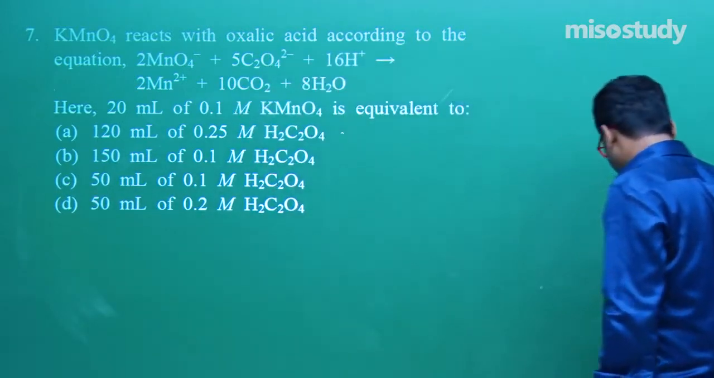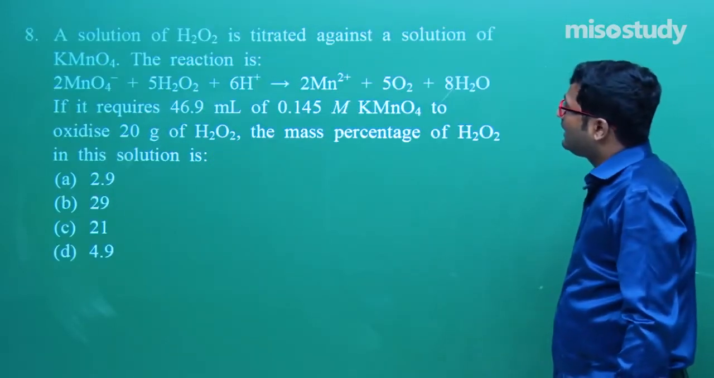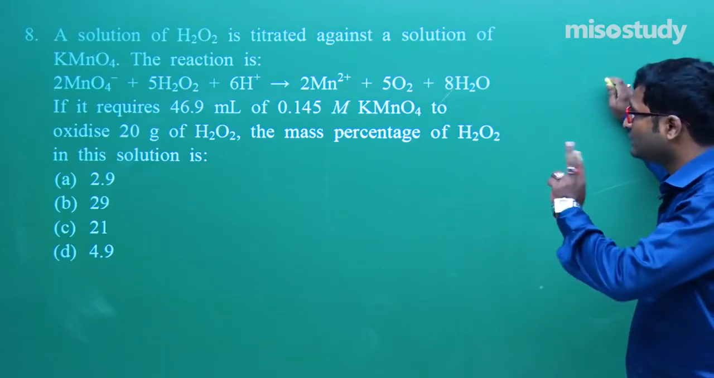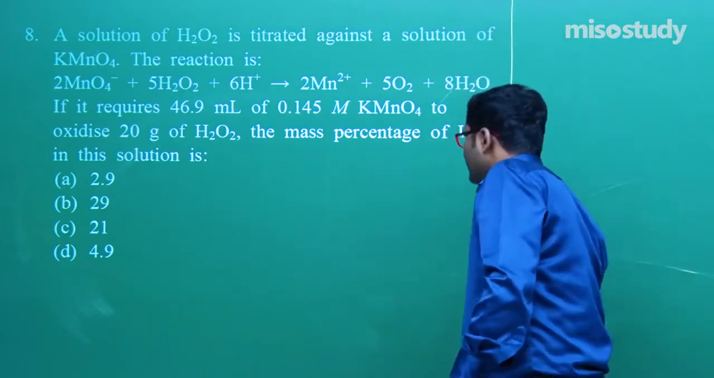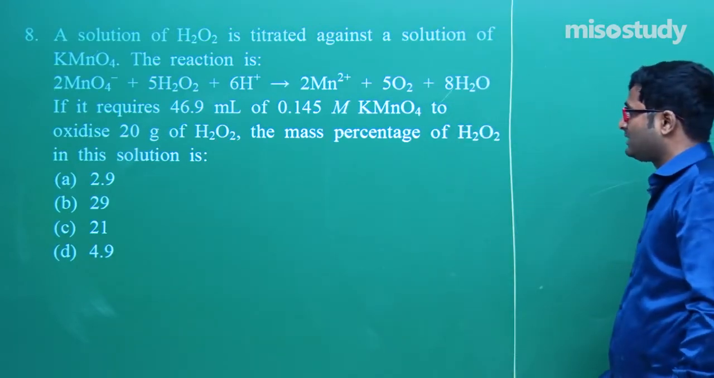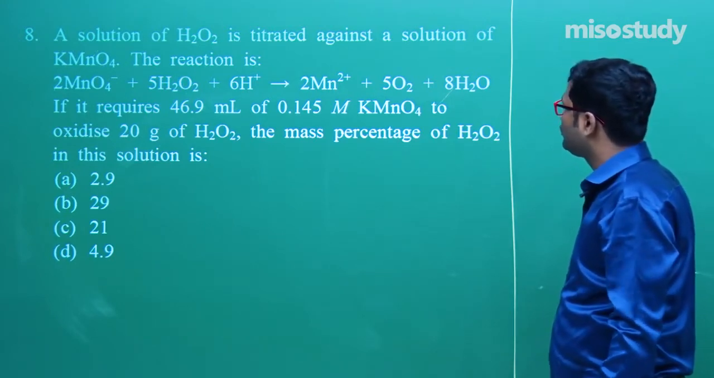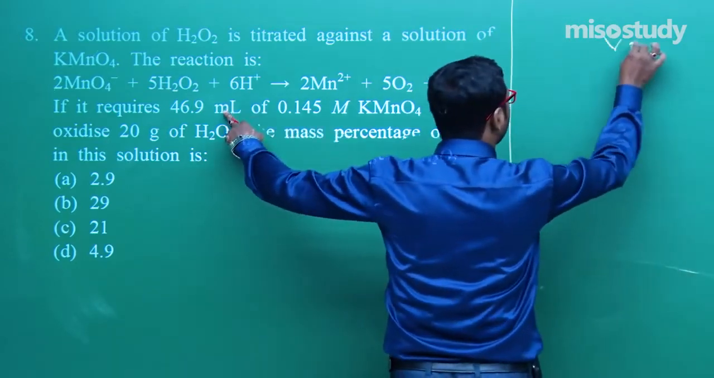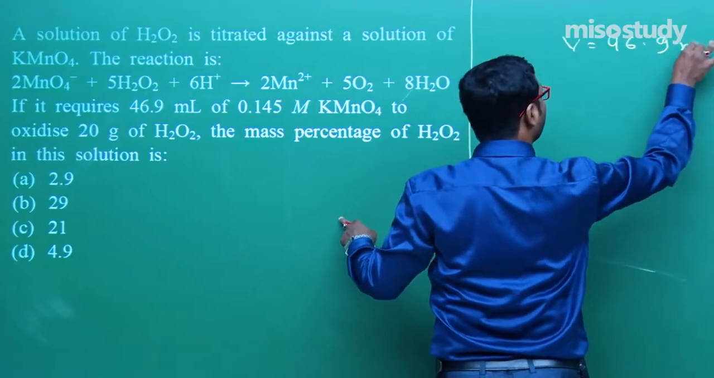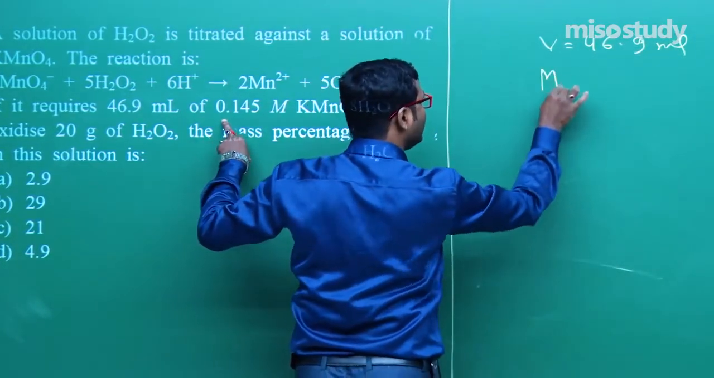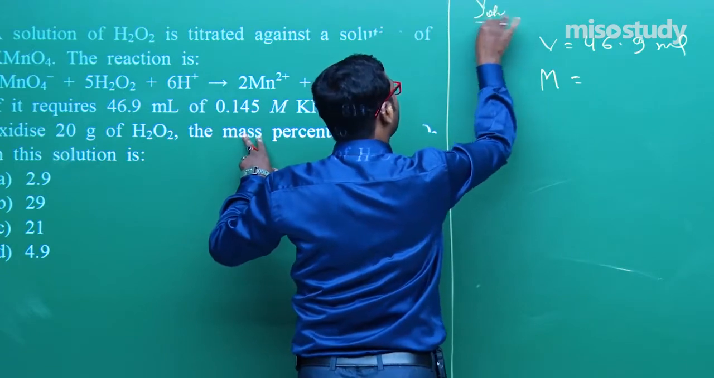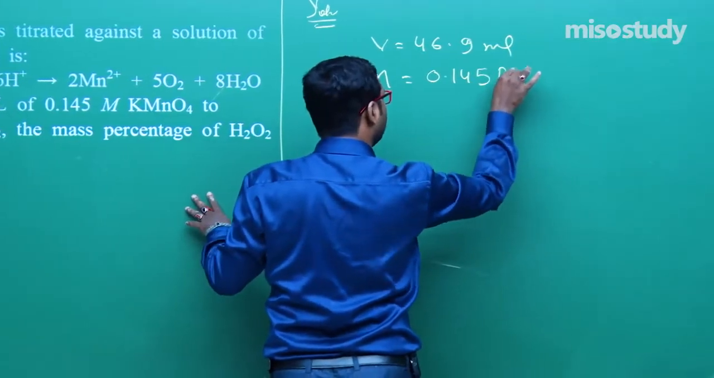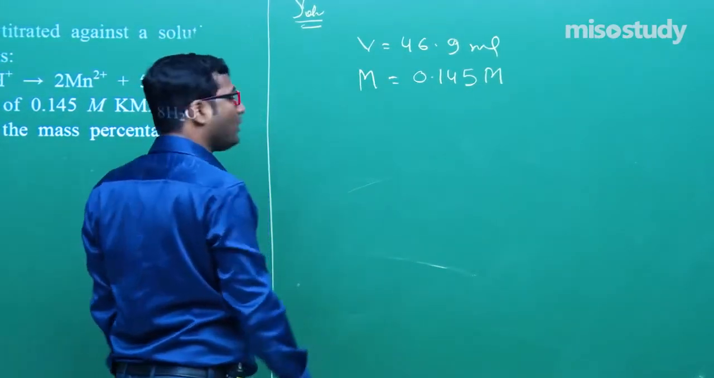Now let's move to the next question. What is the next question? A solution of H2O2 is titrated against a solution of KMnO4. The reaction is 2MnO4 minus plus 5H2O2 plus 6H plus, which gives 2Mn2 plus 5O2 plus 8H2O. If it requires a volume of 46.9 ml, and the molarity is 0.145, to oxidize 20 gram of H2O2.